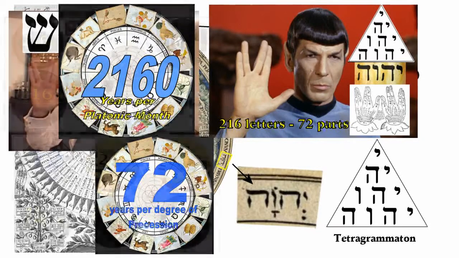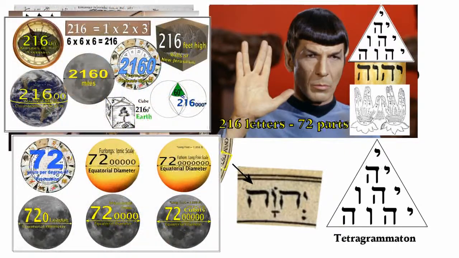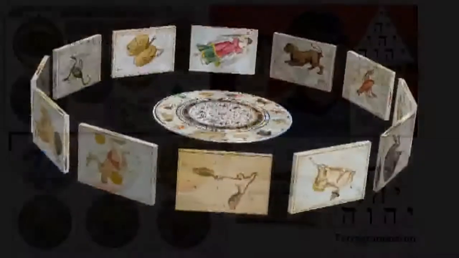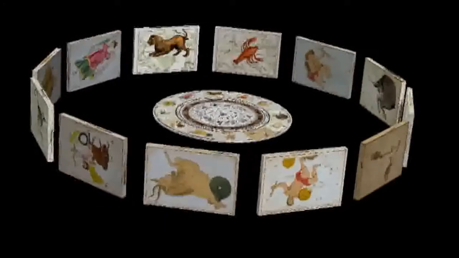Now, in regards to 216 and 72, they're both precessional numbers, 2,160 years per age, 72 years per degree, and of course these numbers are just overloaded with info. So whether it's Sun, Earth, Moon, New Jerusalem, geometry, Platonic solids, which also connect to the four elements, again, just beautiful harmonic numbers in the random sea of infinite numbers.